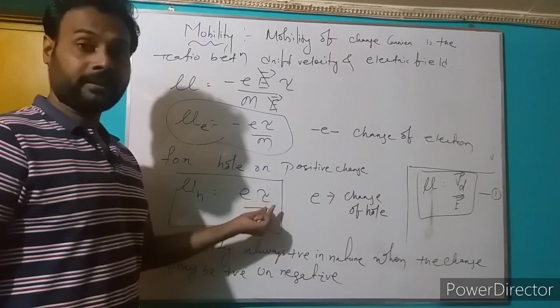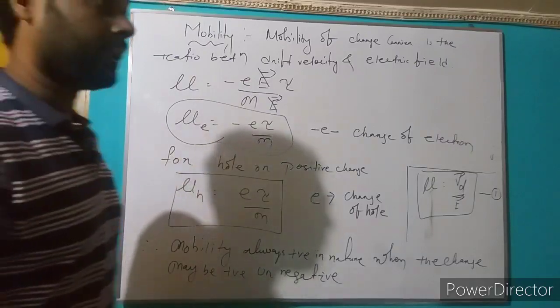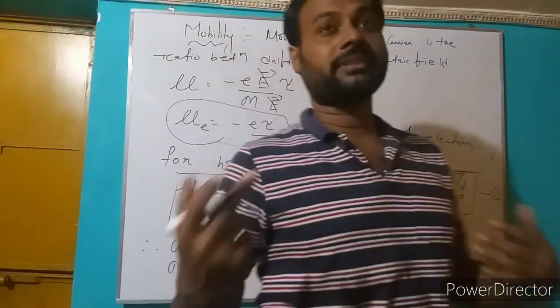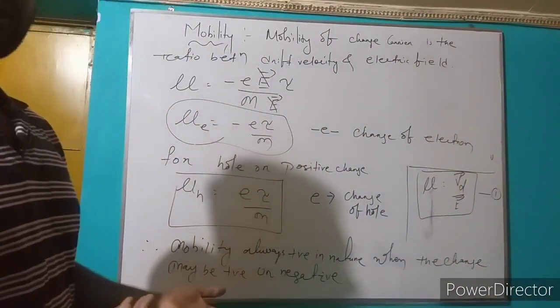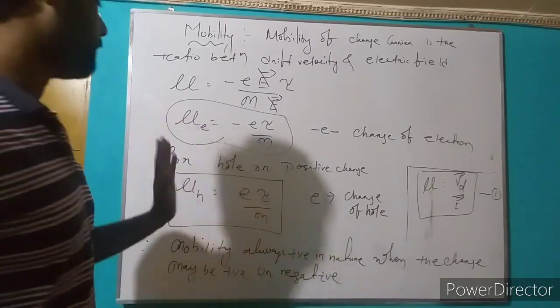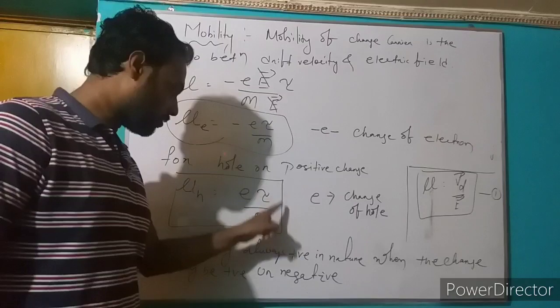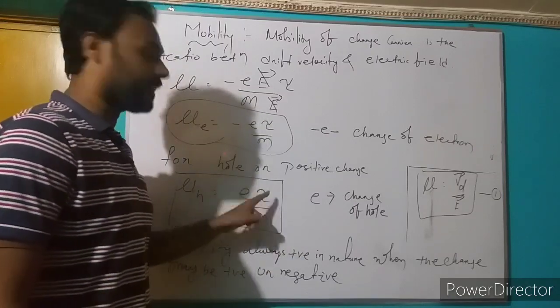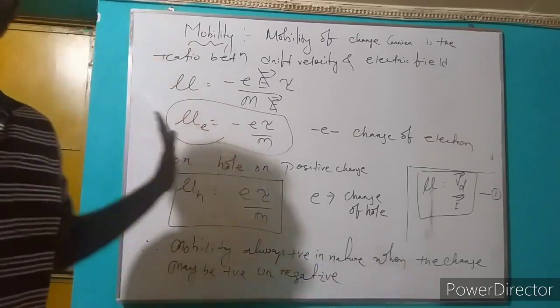At a particular given temperature, the relaxation time becomes constant. That's why we have assumed a substance, that substance may be a conductor. Whatever it may be, it depends upon the nature. That mobility always depends upon the nature of the material. Clear? Because all these quantities remain constant. That's why mobility depends upon the nature of the material.